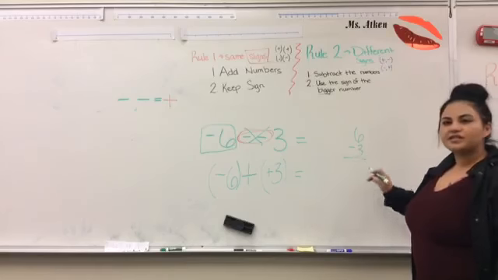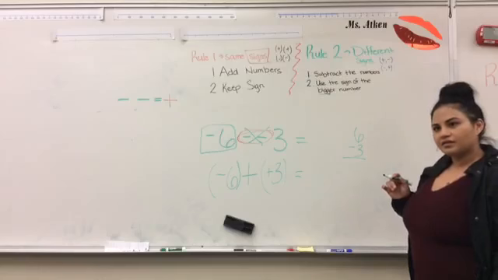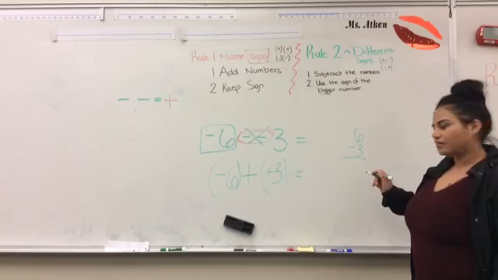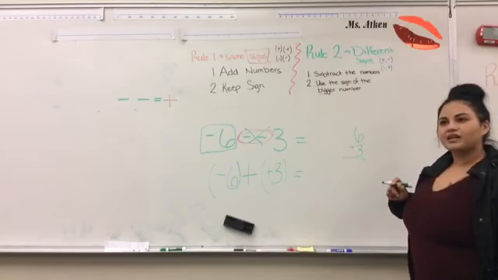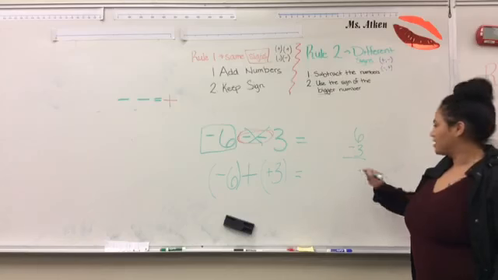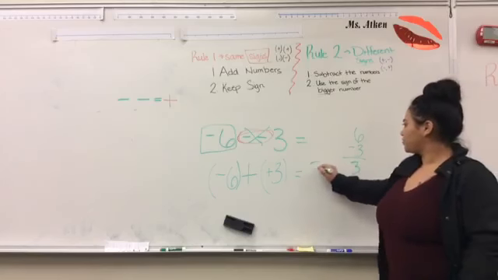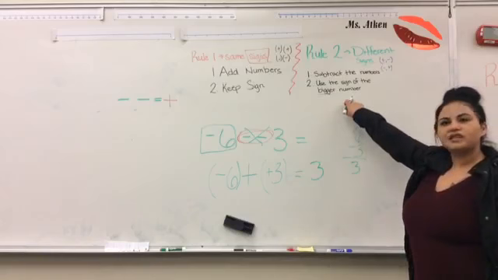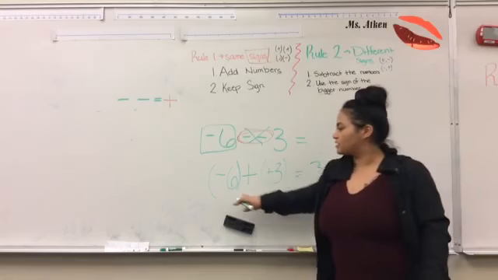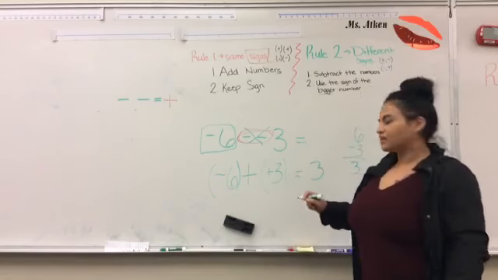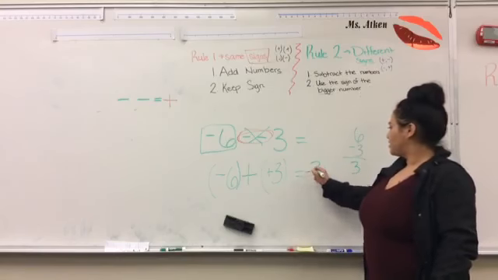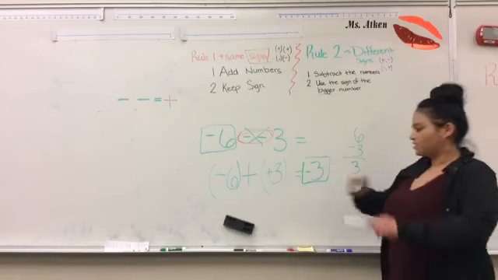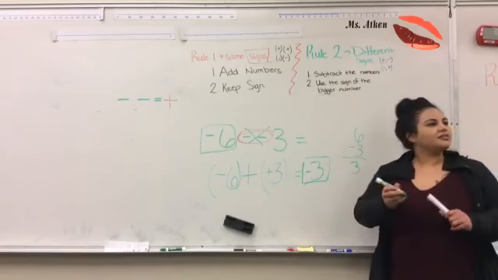And what is 6 minus 3? Minus 3. Your answer shouldn't be -3. What is 6 minus 3? It's just 3. So I'm going to put a 3. And then step 2 is to use the sign of the what, Katie? Bigger number. Which one's bigger, 6 or 3? 6. So is it positive or negative? Negative. So our answer is -3. Thumbs up, thumbs down, or thumbs to the side.